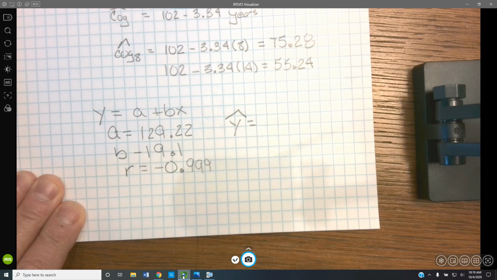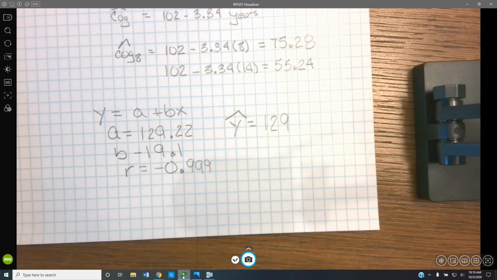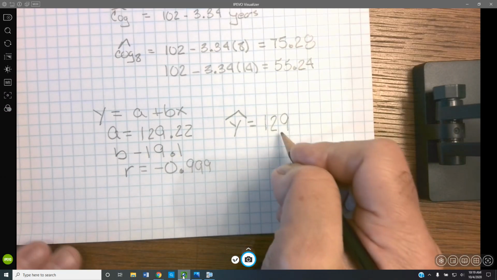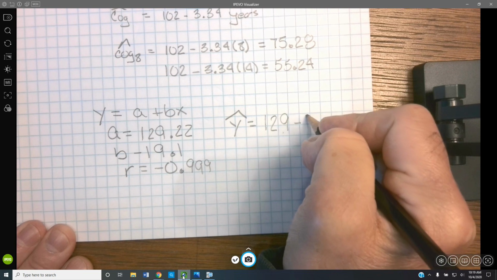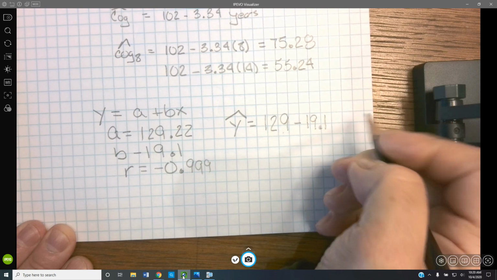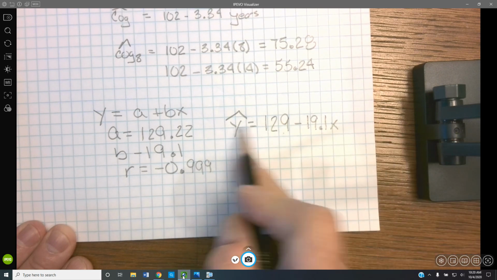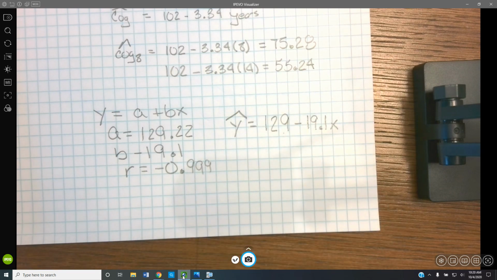Y is equal to the starting value, 129, and let me go back and check the criteria here. We're supposed to round the y-intercept to the nearest integer and the slope to 1 decimal. So we're going to leave 129, and we're going to subtract 19.1 because it said for every 1, and we're going to multiply that times every x. But we're actually going to put words in for here and words in for here. This is my regression equation.